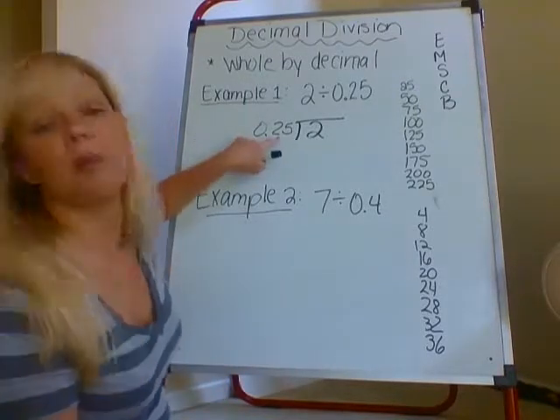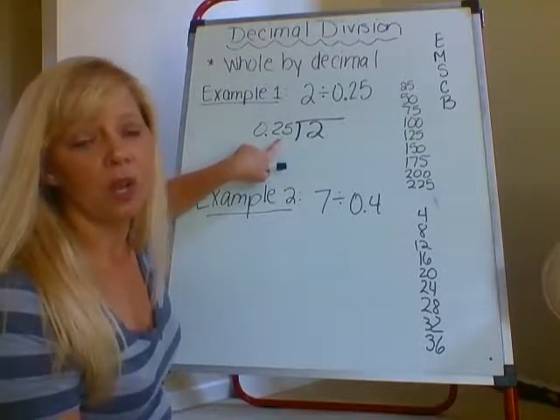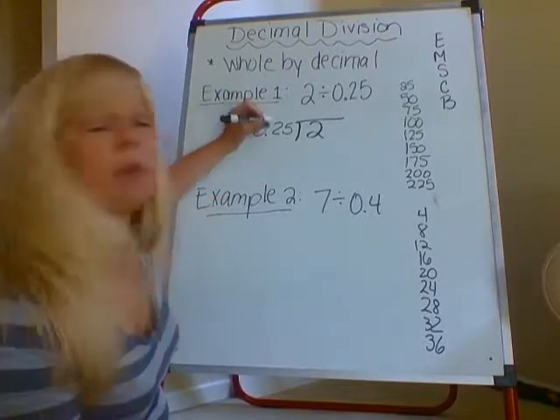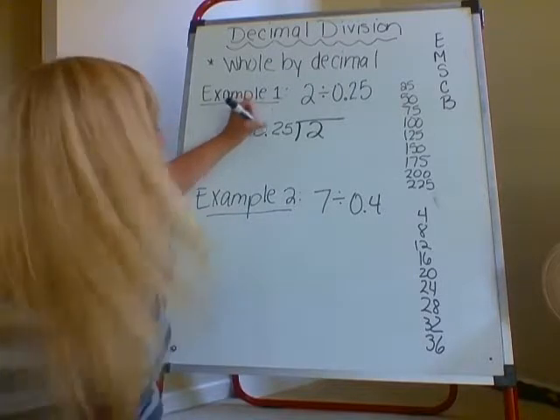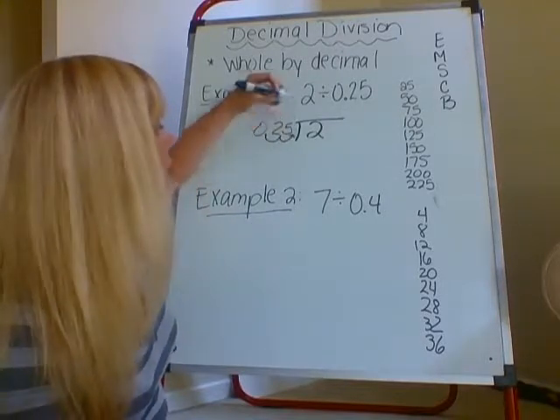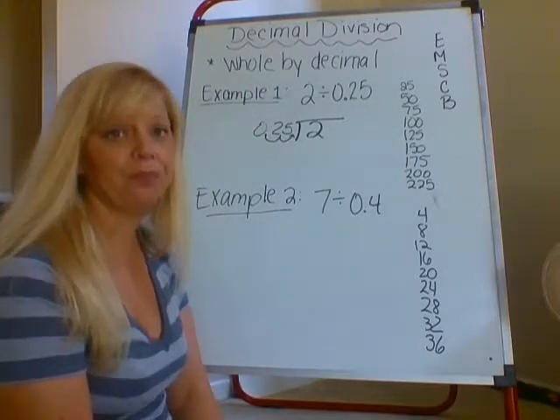So in this case, since I'm dividing by a decimal, I'm going to change this to a whole number. So I'm going to multiply it by 2 powers of 10. Remember, in 5th grade, we talked about every place value being a power of 10. So in this case, it's 10, 100. So that's where my decimal point's going to now go. So now it's going to be 25 whole.